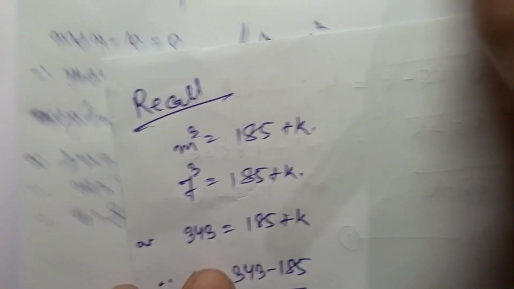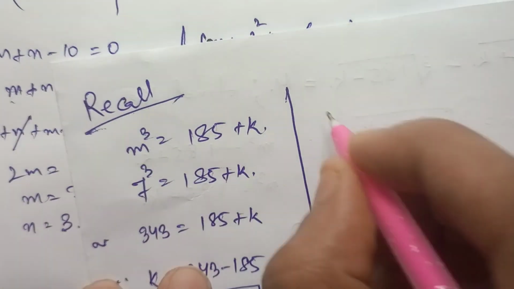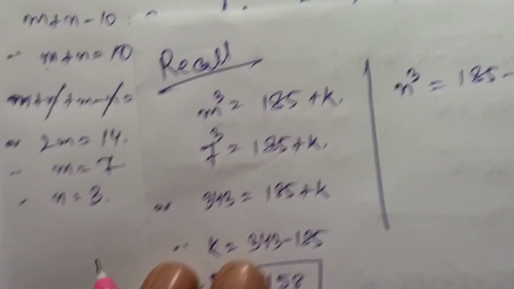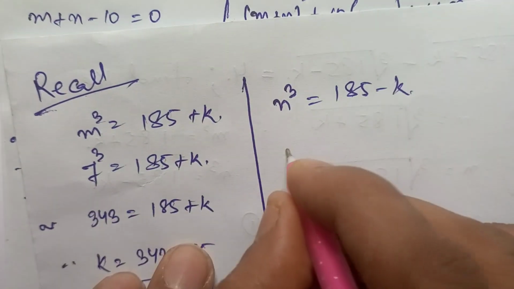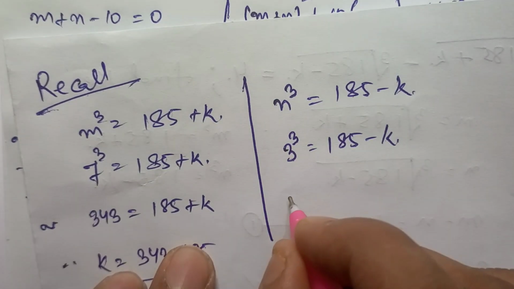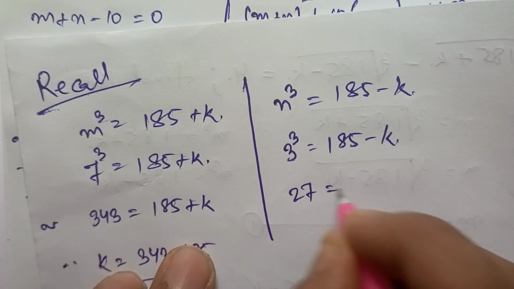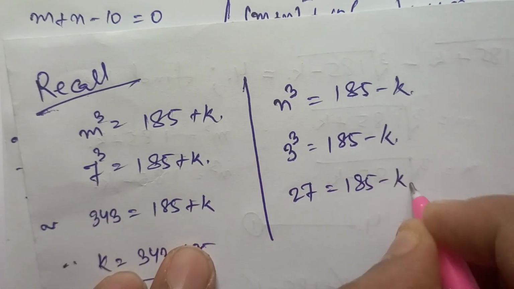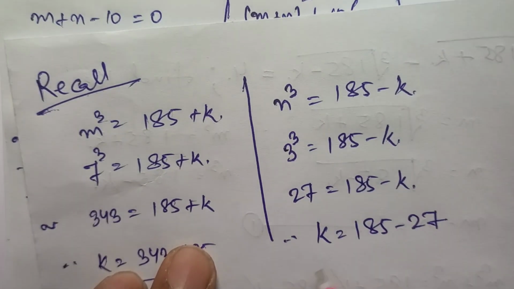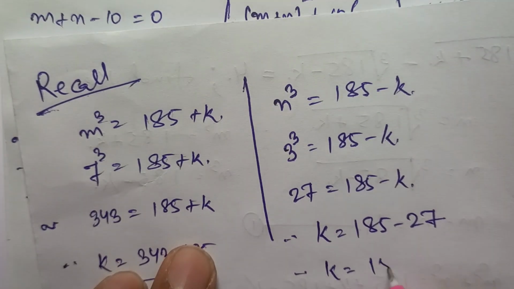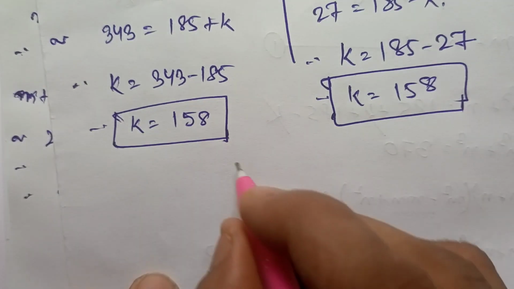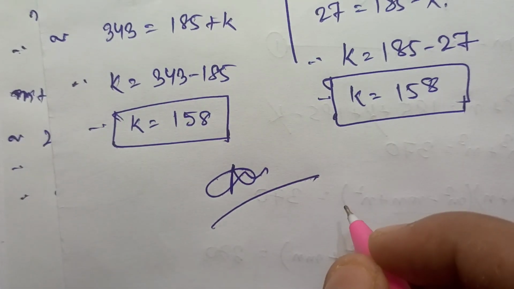Okay, now we can also check this value from the value of n, which is n equal to 3. The equation we let in the starting is n cube equal to 185 minus k. Just put the value of n, which is 3, in the above equation. So 3 to the power 3 is 27, equal to 185 minus k. Now take the value of k, which is 185 minus 27. If we subtract 27 from 185, we get 158, which is the value of k. Now we see both the equations give the same value of k from this 185.